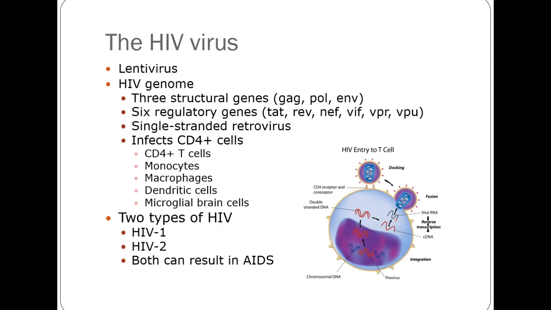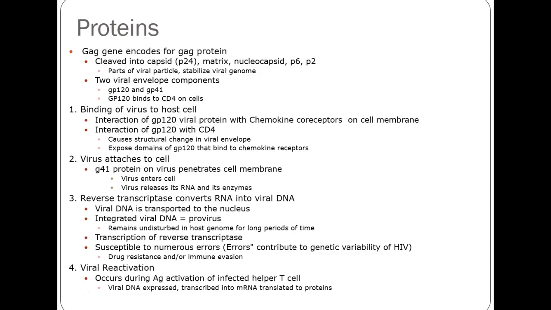Now this gets pretty tricky because our body still recognizes our white cells as white cells. It doesn't know all this is going on inside. It replicates itself, the cell bursts open and releases many, many copies of new HIV virus. This is why it's so tough to treat. You can't really treat something that's replicating inside of one of your own body cells. There's 2 types, HIV-1 and HIV-2, and both of them can result in AIDS.